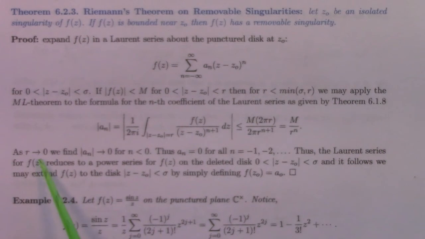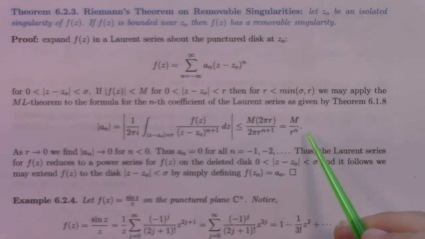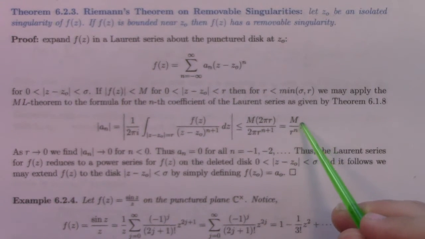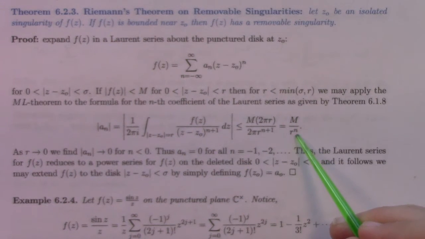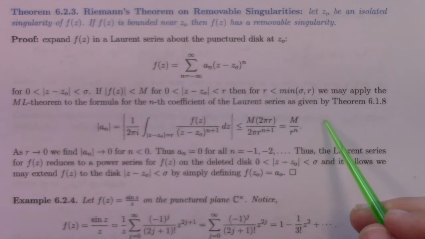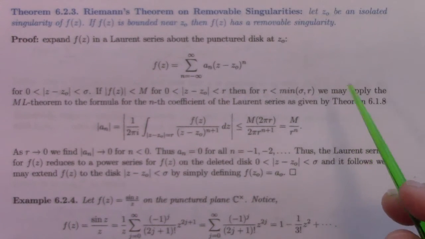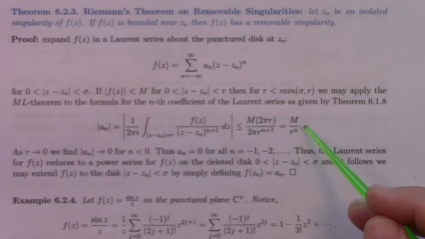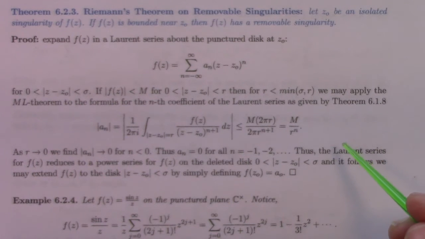Now, as r goes to 0, you notice that a sub n is going to go to 0 for n less than 0. Why is that? Well, if n is less than 0, this is really like m times r to a positive power. For example, m divided by r to the minus 2 is really m r squared, right? M r squared goes to 0 as r goes to 0. So basically, for all the negative coefficients, this goes to 0 as r goes to 0.